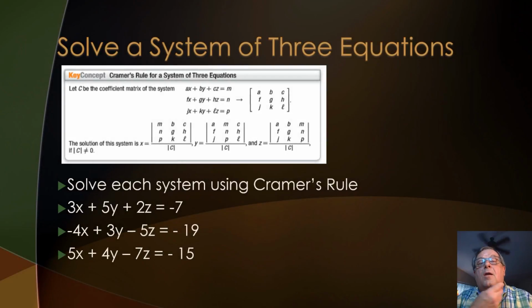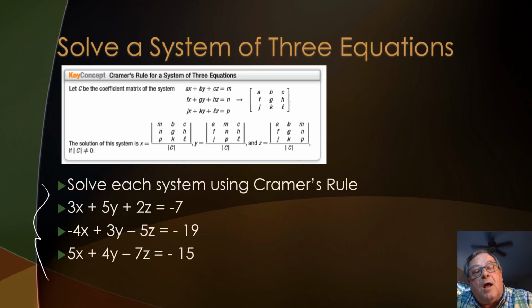Well, let's now look at using Cramer's rule to solve a system of three equations, three variables, three equations. And it's very similar to what we saw with the system of two equations. You do have to be careful how you set things up. And so down here we have the three equations, three variables. And up here at the top, we have kind of what our rule is. And let's just go over that just a little bit.